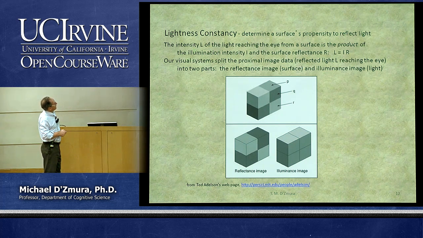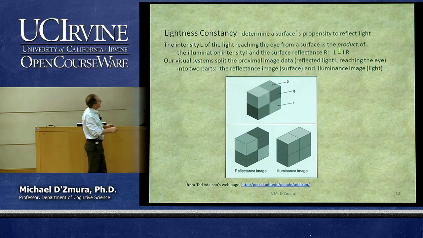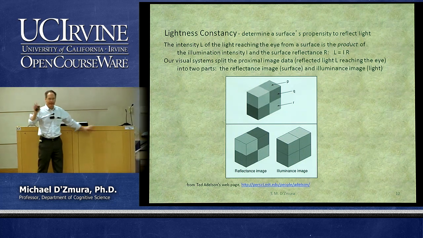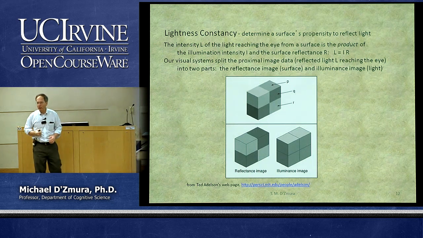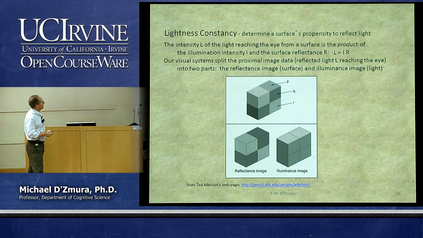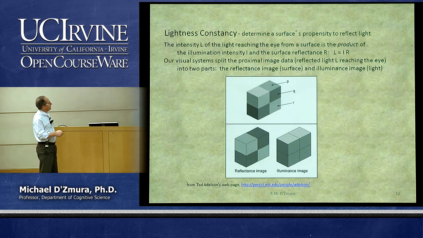So the basic fact is that the intensity L of the light reaching the eye is a product of two things: the intensity of the light shining on it, which is I, and the ability of the surface to reflect light, which is the surface reflectance R. So the light that comes to the eye is the product of the intensity of the illumination and the reflectance. And it turns out that the visual system is very good at taking this product, the light reaching the eye, and splitting it into how much light is shining on the object, and how good is the object at reflecting light. So this sort of illustrates what the visual system does.